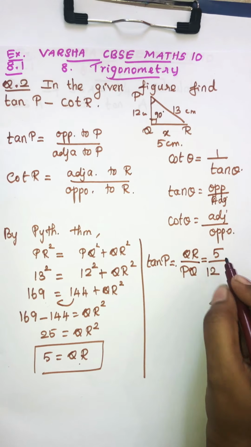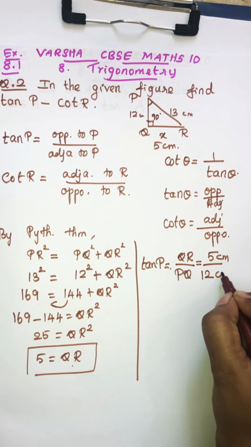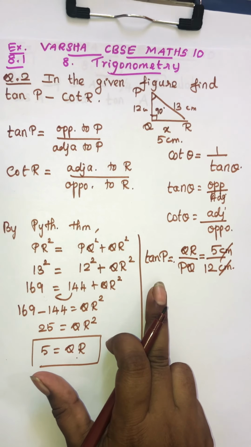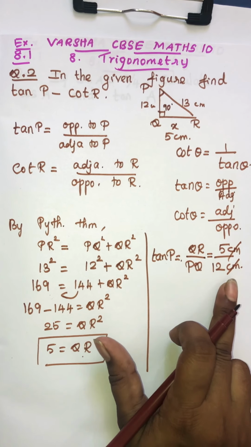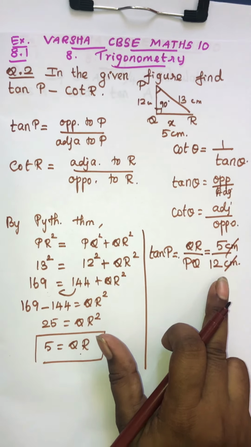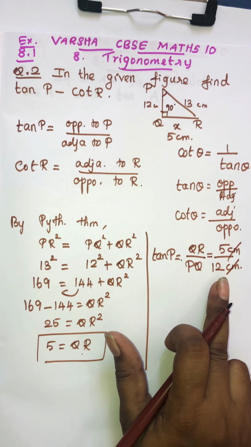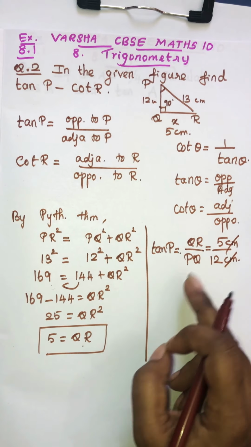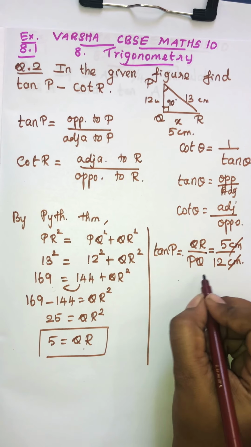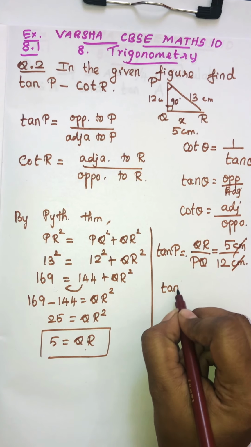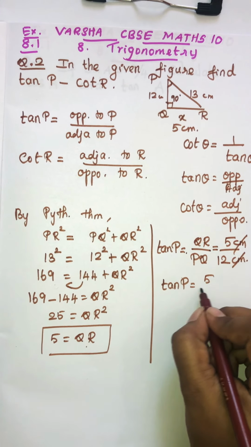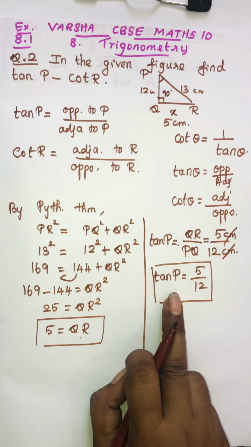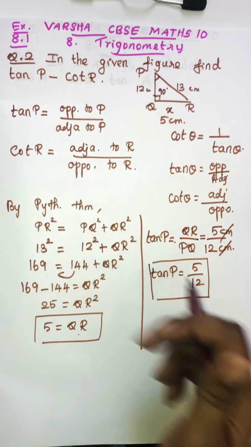See, students, here the centimeter cancels, so tan theta, sine angle, has no unit. Why do trigonometric ratios have no unit? This is the reason, because centimeter is cancelled. So tan P is equal to 5 by 12. Do you understand, students? This is very important. So let's find cot R.